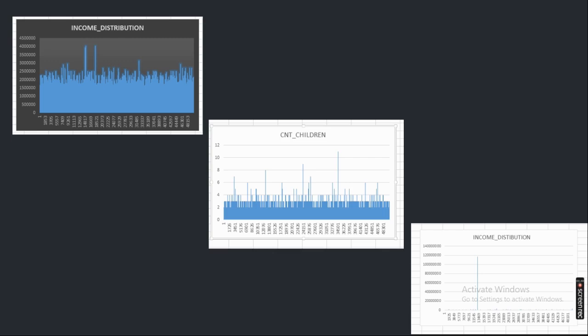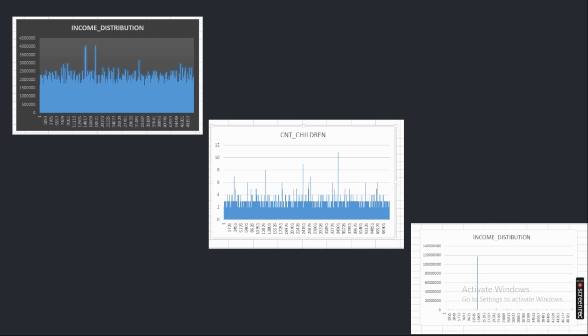And the second chart, the children, is of the count of children of the people who were credited loan amount. In this I have used two columns, one column, that is the children column, and in income distribution I have used the column amount credit, the loan employee income. Using that I have visualized this chart.